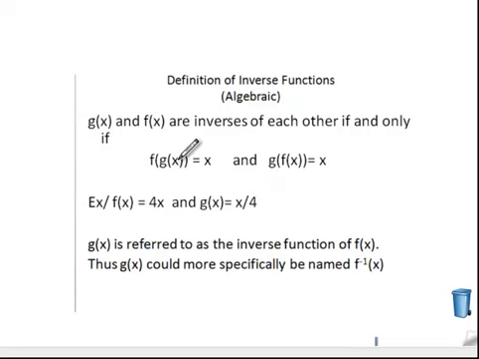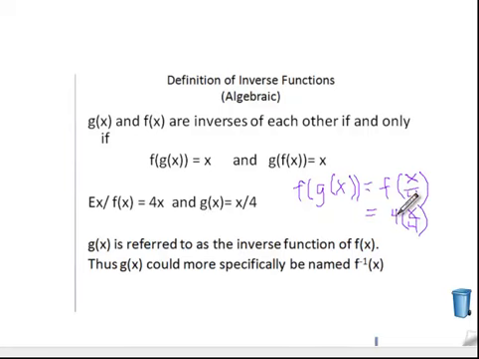But just to see exactly applying it to this definition, if I were to take f of g of x, what I would be doing is putting this g of x function into my f of x function. So I'm going to say x divided by 4, and when I plug that into my f function, if you take 4 times x divided by 4, they would undo each other, we would get x. That's something that we're pretty comfortable with.